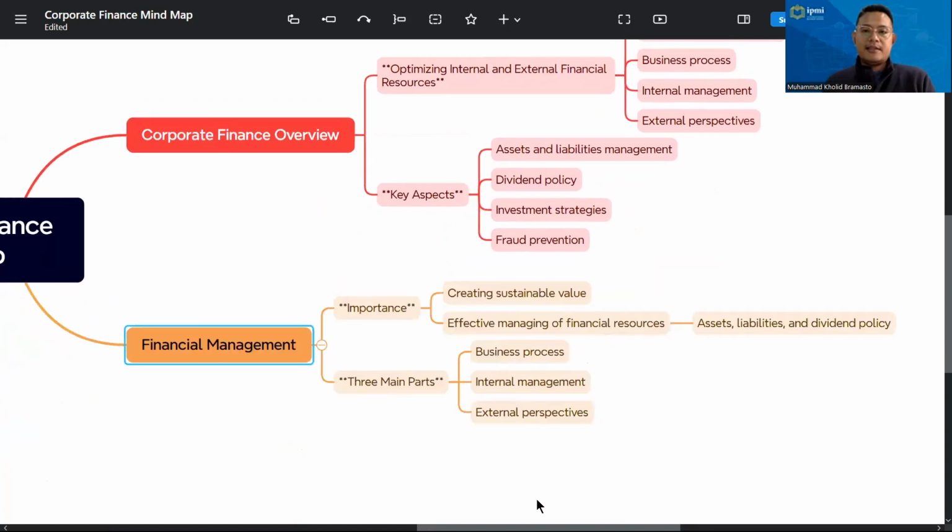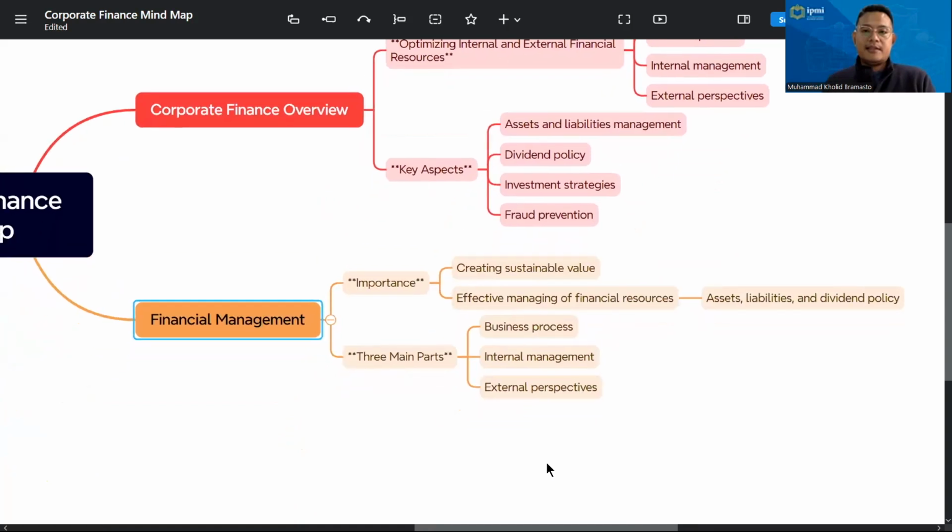And then in financial management, effective financial management is fundamental in creating sustainable value, which involves strategically managing financial resources to increase shareholders' wealth. Financial management contains three main parts which all focus on value creation. First is business process. This involves understanding the company operation, financial performance, and the competitive landscape, which focuses on using financial data to assess the viability and profitability of the company's business model.